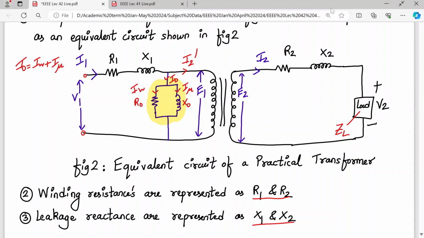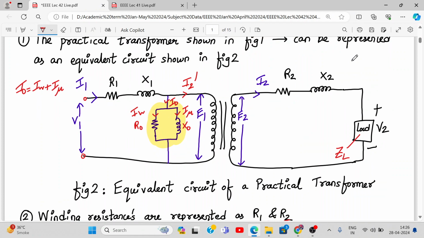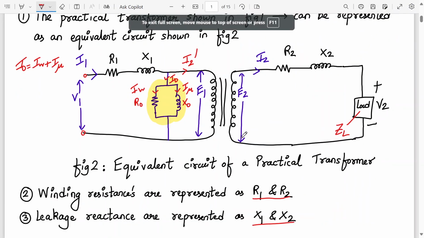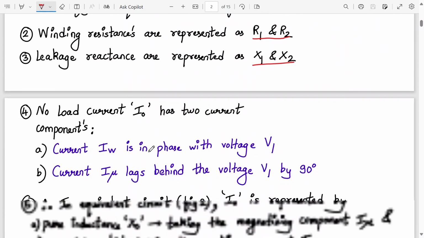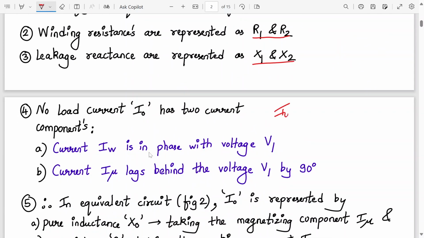Have you completed drawing the diagram? Can I go to the next one? Next page? Yes, sir. Okay. Then the no load current, this I have already told you. The no load current is divided into two parts, IW and I mu.